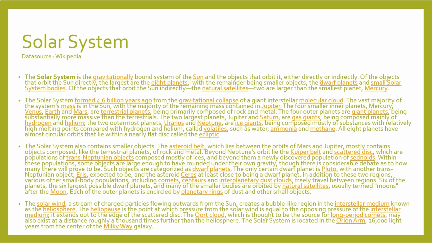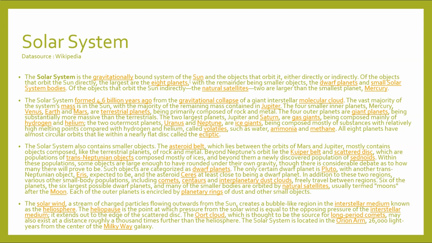All 8 planets have almost circular orbits that lie within the nearly flat disk called the ecliptic. The solar system also contains smaller objects. The asteroid belt, which lies between the orbits of Mars and Jupiter, mostly contains objects composed like the terrestrial planets, of rock and metal. Beyond Neptune's orbit lie the Kuiper Belt and the scattered disk, which are populations of trans-Neptunian objects composed mostly of ice, and beyond them a newly discovered population of Sednoids.